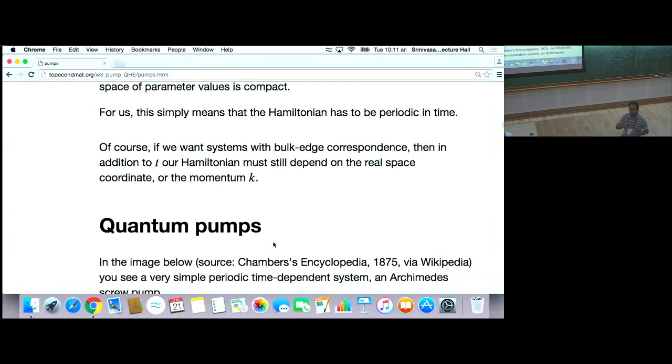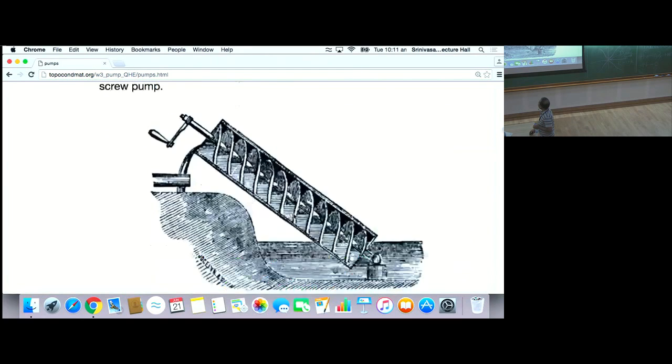Sorry, Berry phase. Yes, an accumulation of Berry phase. So when you go around this path, the wave function comes back to the ground state, but up to a phase, which is this Berry phase, which is topological. Anyway, that's an aside. It's not directly connected yet. So our quantum pump is going to be basically a similar version of this Archimedean screw.